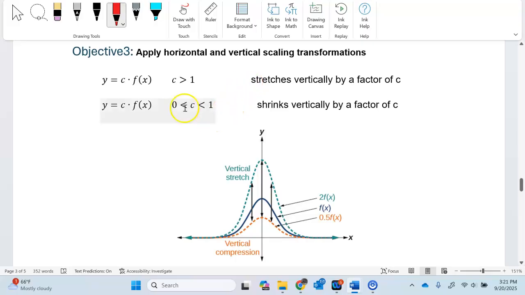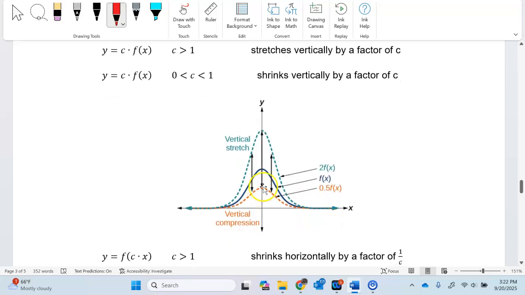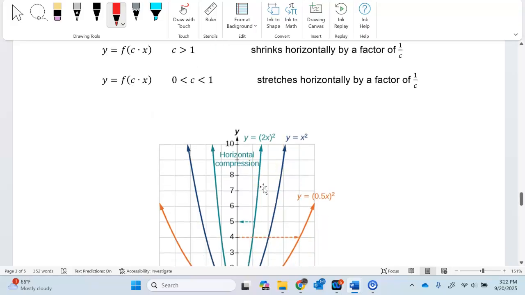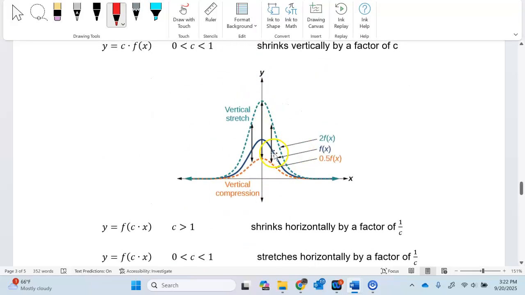Horizontal and vertical scaling. So if you multiply a function by a number, it stretches it out as long as that number is greater than 1. If it's a smaller number, it's going to make it smaller, right? So c times the function. If it's 1/2 of x, it'll cut it in half. All right, so here's a couple, this would be examples of that.